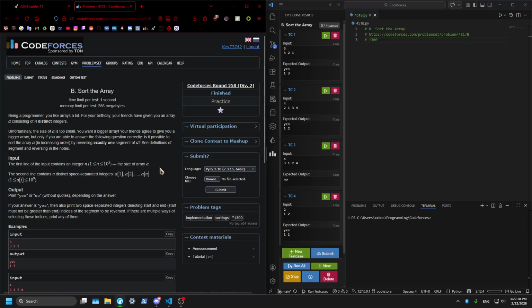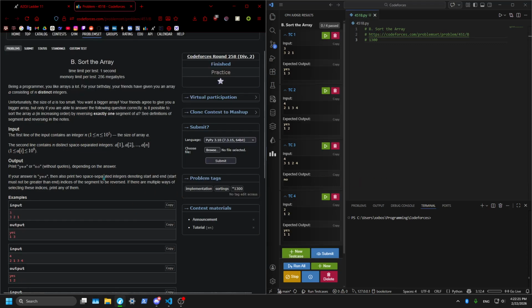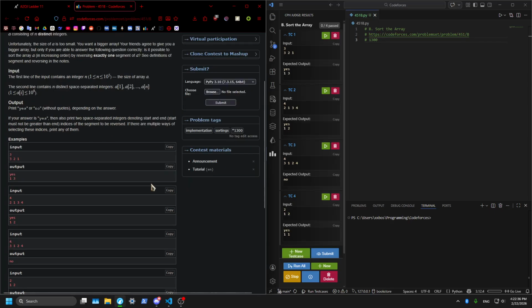Okay. Yes or no, depending on the answers. What do you mean? And then... Wait, print yes or no. If your answer is yes, print 2 integers. Oh, okay. So basically, print yes if you're able to sort the array by just reversing a segment, choosing an index i, index j. Okay.